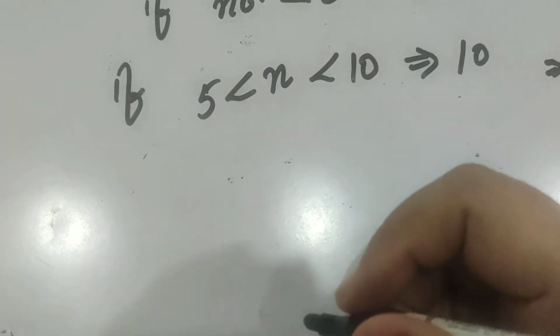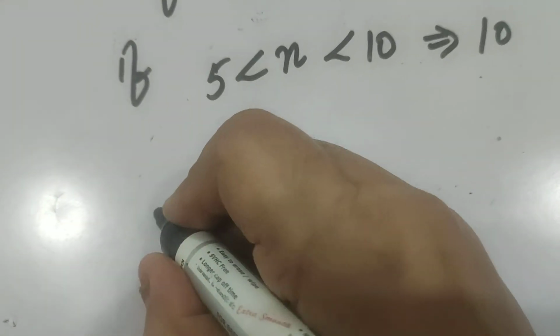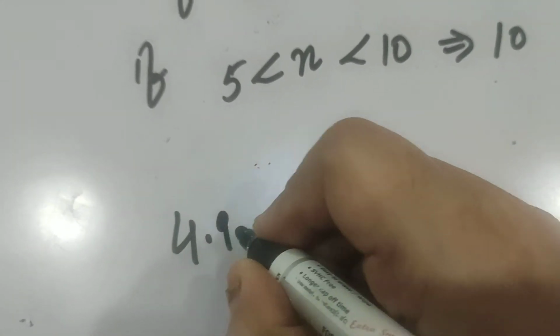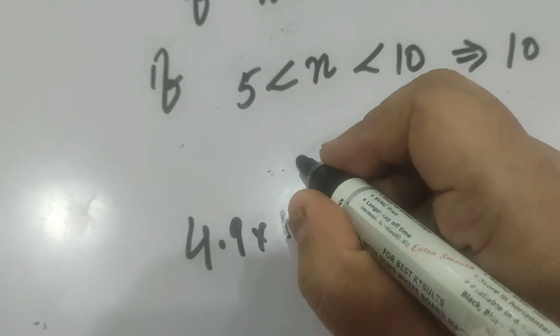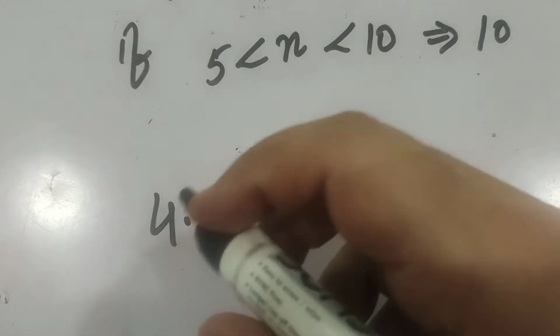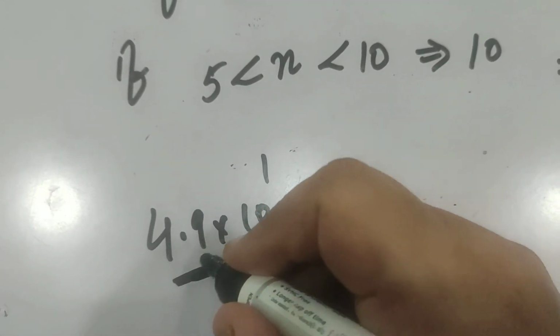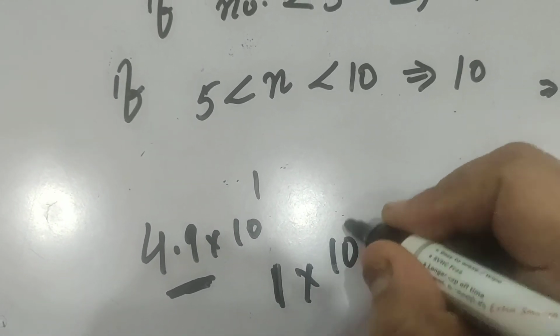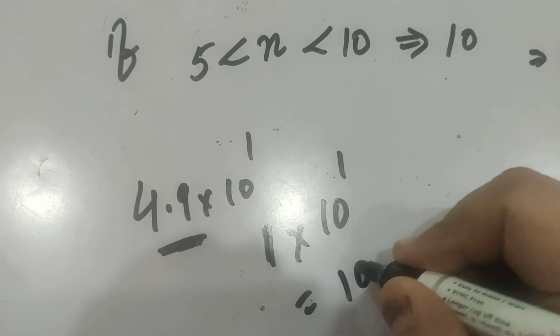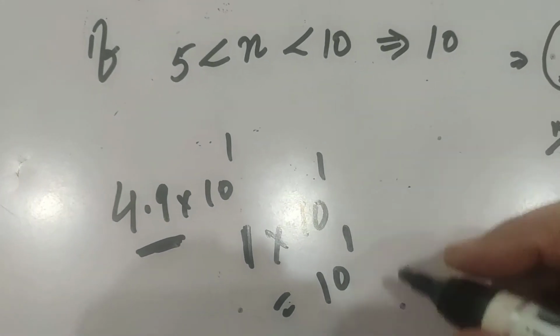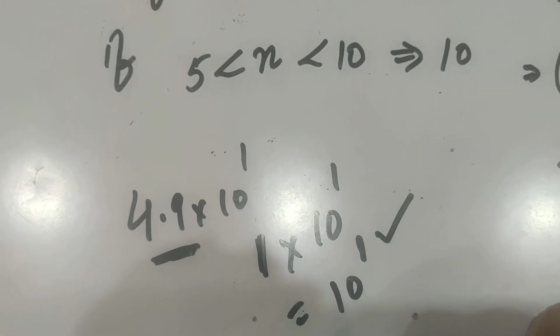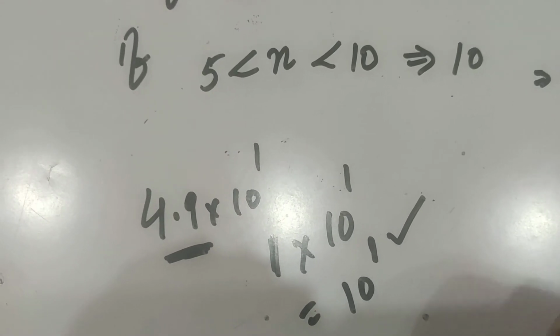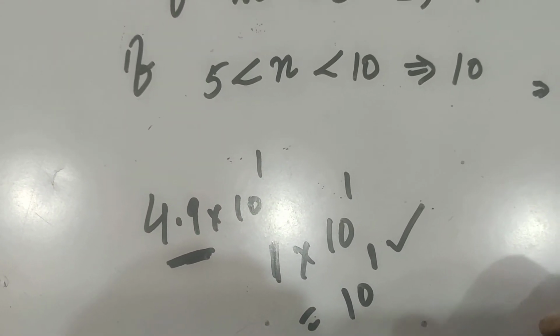Similarly, we can have another example. For example, we have a number 4.9 into 10 raised to power 1. In this case, since 4.9 is less than 5, this number is treated as 1, and the power is written as it is. So the power is 10 raised to power 1, or we can say the order of magnitude is 1.